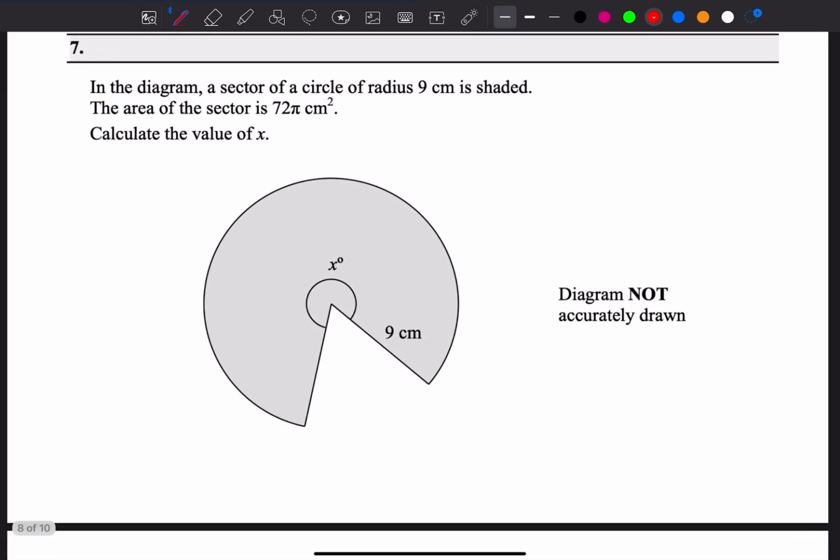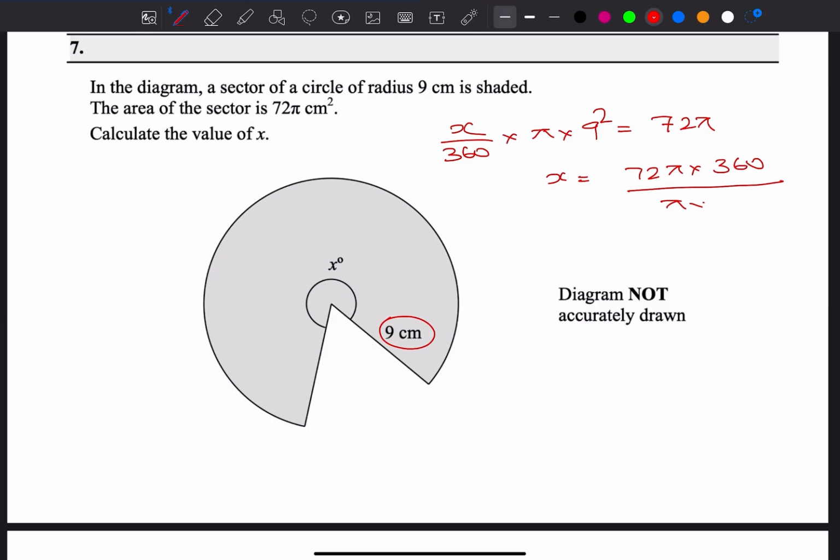The diagram shows area of sector is 72. Calculate the value of x. Looks like a non-calculator, so we'll do it without a calculator. So angle is x over 360 times pi times radius. What's your radius? Radius is 9. 9 squared equals to what? 72 pi. You want the x.